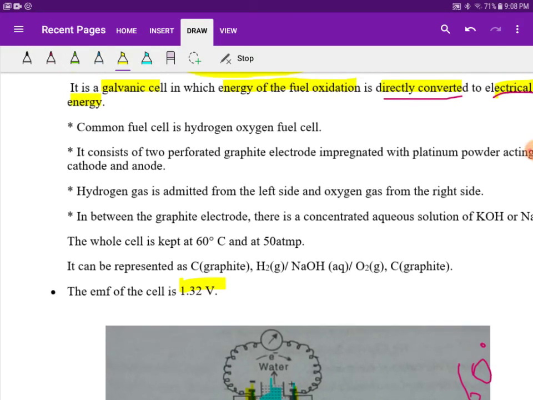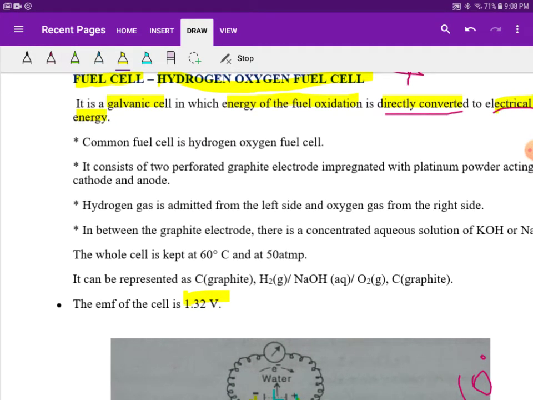And the schematic representation of the cell is C graphite, hydrogen gas, single vertical line, NaOH aqueous, single vertical line, O2 gas, C graphite. So that is a schematic representation.